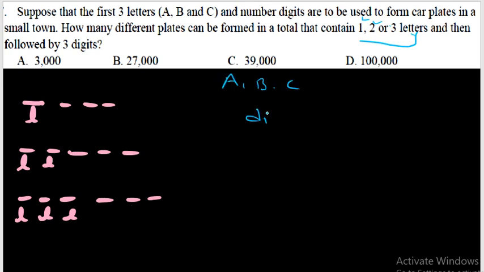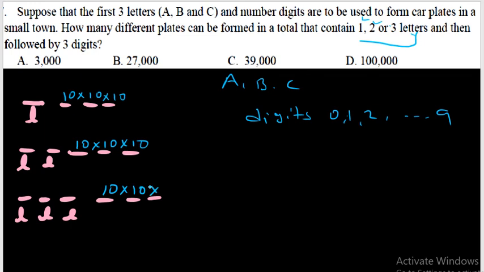What about the digits? The digits are obviously from 0 till 9. They are totally 10. So how many chances do we have in place of digits? It's 10 times 10 times 10 for all, which is going to be 1000 for all of them.